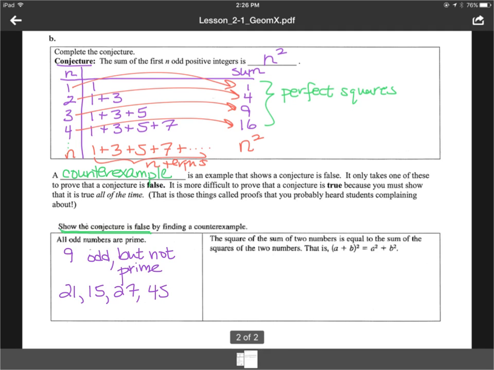Okay, now why would a number like 19 not work? Well, 19's odd, but it's also prime. So it's an example of when this is sometimes true. It's not a counterexample. Why would the number 2 not work? Well, 2 is prime, but it's not odd. So in order to be a counterexample, it has to be an odd number that's not prime.